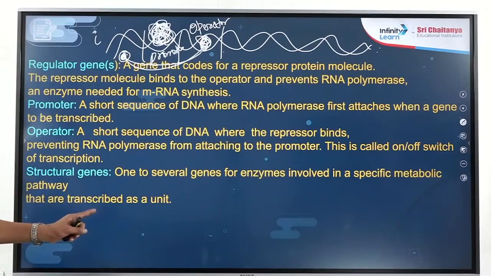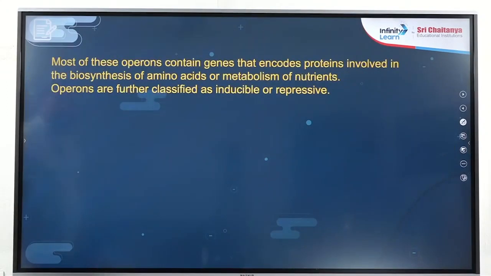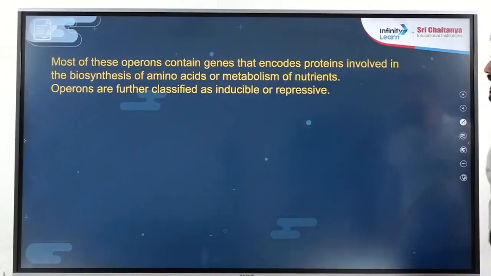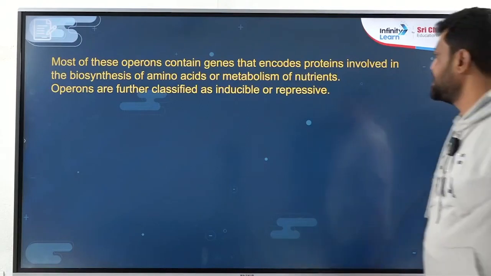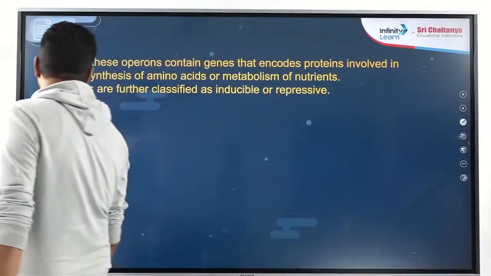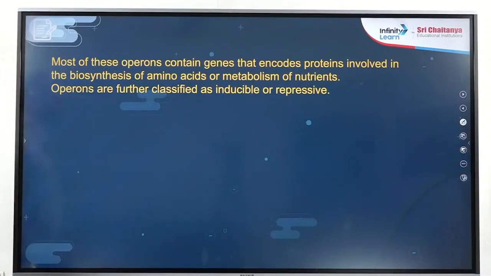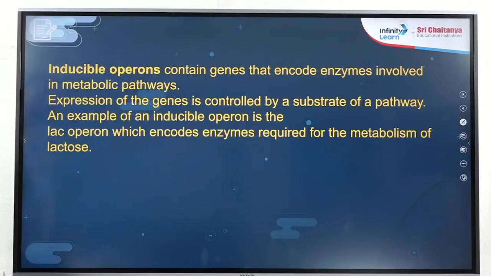I will tell you the structural genes in detail. The structural genes are the genes required for the production of the enzymes for the lactose operon. Most operons contain genes that encode proteins involved in the biosynthesis of amino acids and metabolism of nutrients. Operons are further classified into inducible and repressible. So this is also required.